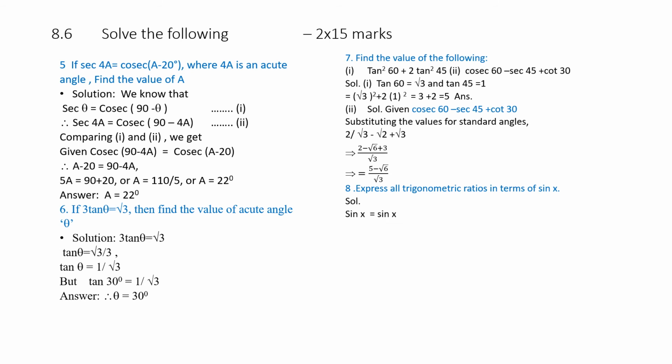Therefore, sin x is equal to sin x only, no change. Therefore, cos x is equal to, it is a complementary angle, cos x is equal to sin 90 minus x. Tan x is equal to, we know the ratio, sin x by cos x, that is equal to sin x by sin of 90 minus x. So, denominator is a complementary angle.